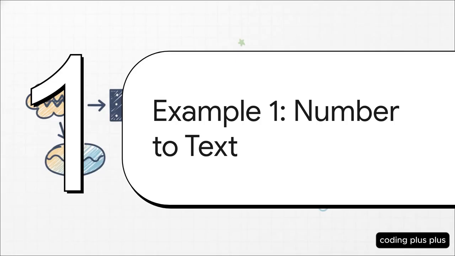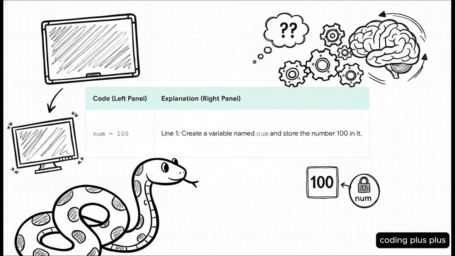Okay, let's dive into our first practical example, where we'll convert a number into simple text. On the left side of your screen, you'll see the Python code, and on the right, we'll break it down line by line. Line 1 is simple. We create a variable named num, and we store the number 100 inside of it. Now, in line 2, we're using the type function to check the data type of our num variable. And as you'd expect, Python identifies it as an integer, which is just the programming term for a whole number.